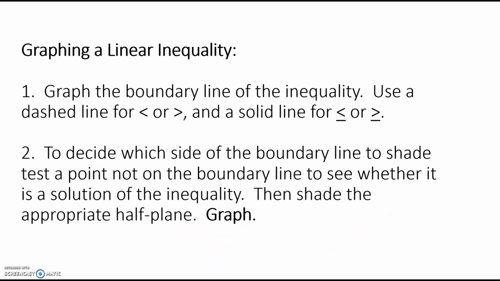When you get to graphing inequalities, there are two main things that I want you guys to decide. Number one, we're going to graph the boundary line of the inequality using a dashed or a solid line. If I have the equal to symbol, then that gives me a solid line. If not, that is dashed. Then we're going to decide which side of the boundary line to shade. If you are not sure, you can test a point that's not on the line to determine whether it is a solution or not, just what we were doing on that last slide. And then shade the appropriate half plane and graph.